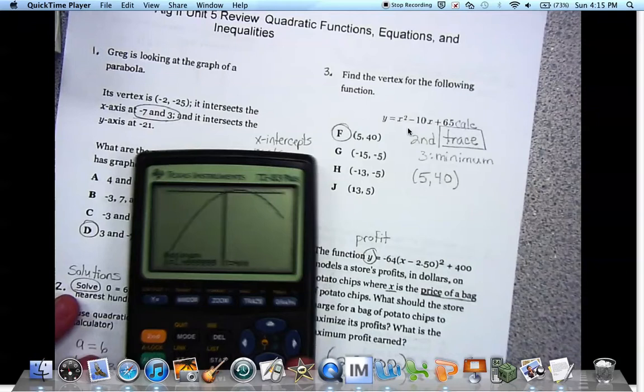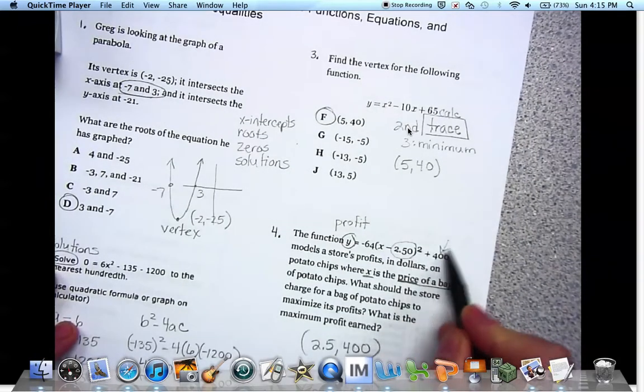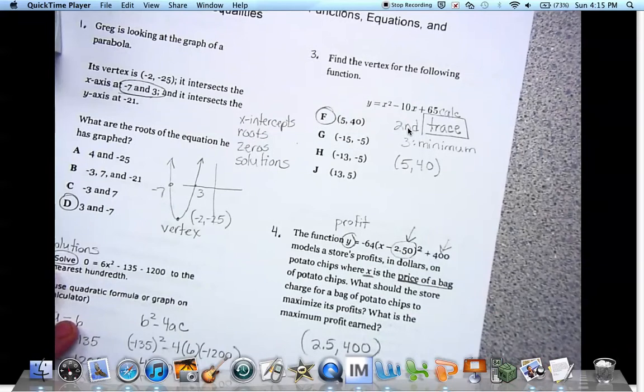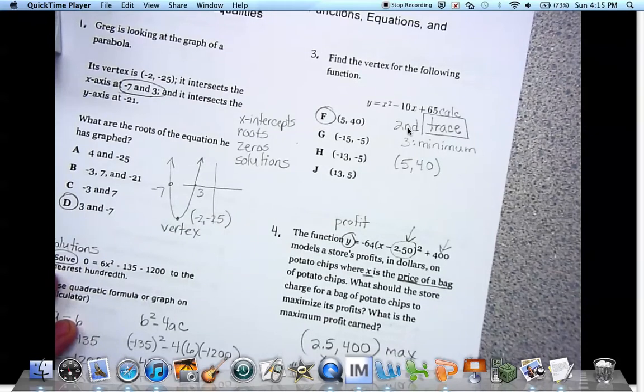Now what do you notice about 2.5, 400? It is in the problem. That is the vertex, or the maximum. Okay, and 2.5 is your x, 400 is your y. Okay, so the max, what do they have to charge for the potato chips? That would be the price, or x. They're going to charge $2.50. And then the maximum profit would be $400.